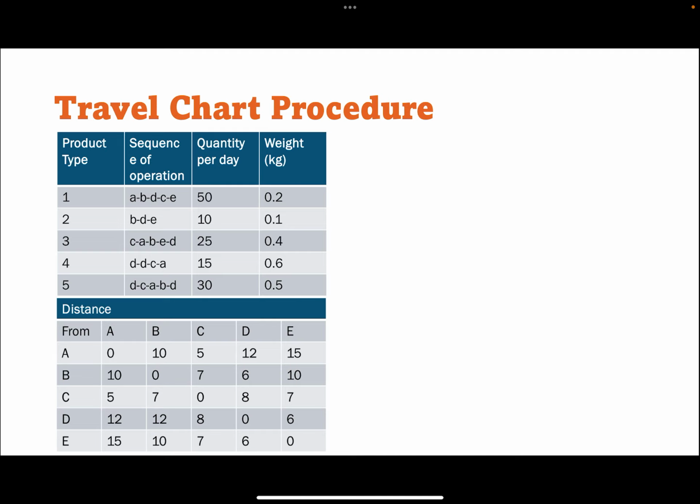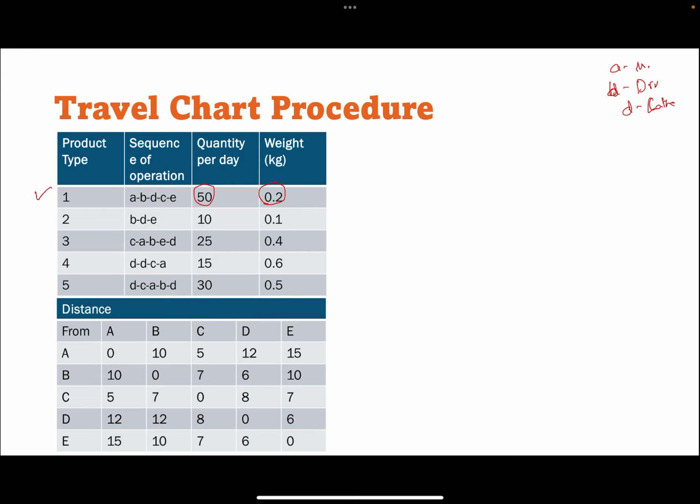Let us understand it with an example. We are given 5 different sequences of operations. You can see that for product 1, the operation sequence is A, B, D, C, E. A can correspond to milling, B corresponds to drilling, and D corresponds to lathe, like that. So there can be several sequences of operations. For this operation sequence, from A to B to D, like that, the quantity per day is 50 and the weight is 0.2 kilogram.